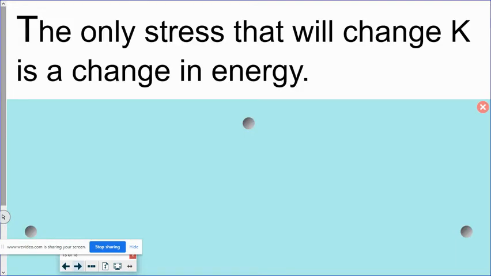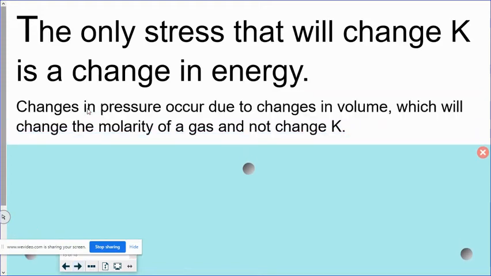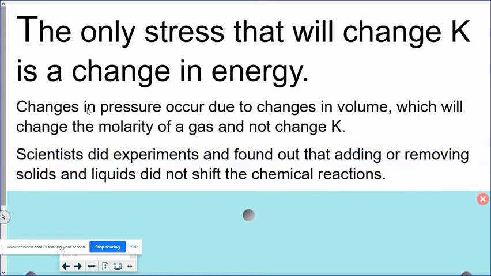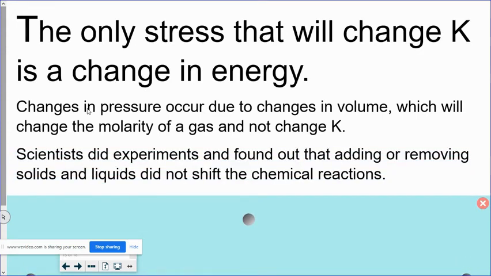The only stress that will change K is a change in energy. This was found out through various experiments. It's kind of hard for our brains to grasp it, but through a bunch of experiments, it was found out the only thing that will ever change K is a change in energy. Changes in pressure occur due to changes in volume, which change the molarity of a gas and will not change K. Again, scientists did experiments to find out that adding and removing solids and liquids did not shift chemical reactions. So you just have to take our word for it that the only thing that will change K is a change in energy.